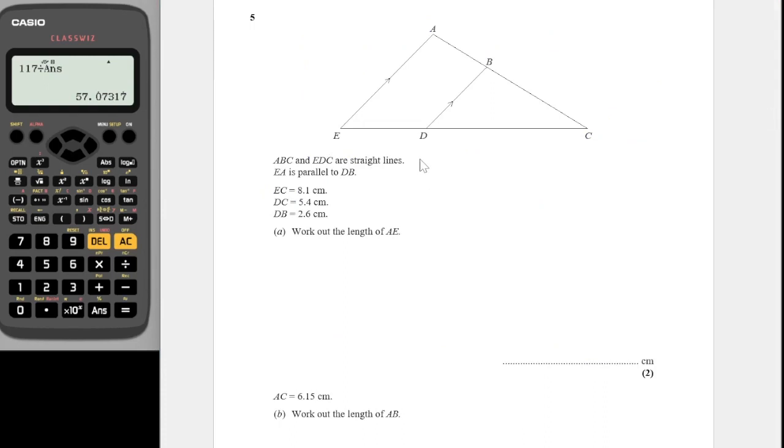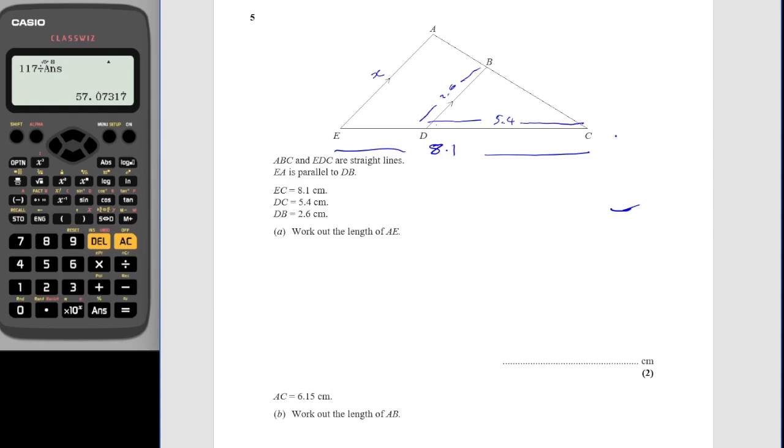Okay, so for question 5, we're in effect dealing with two similar triangles. So E to C is 8.1. D to C is 5.4. And we're told that D to B is 2.6. And we're trying to work out A to E, so we're trying to work out this length here.